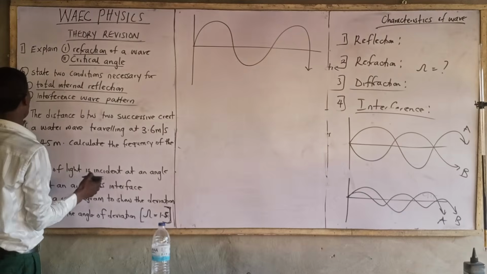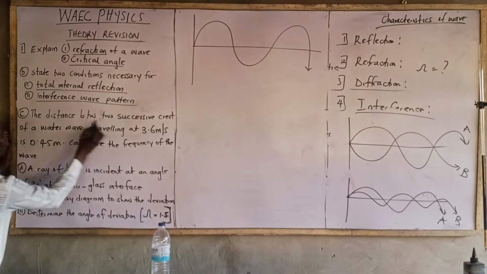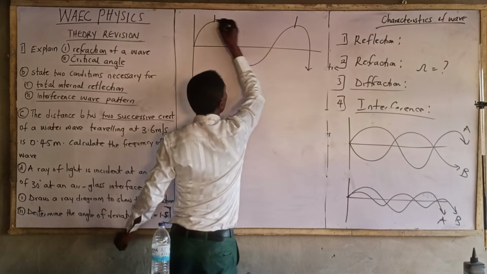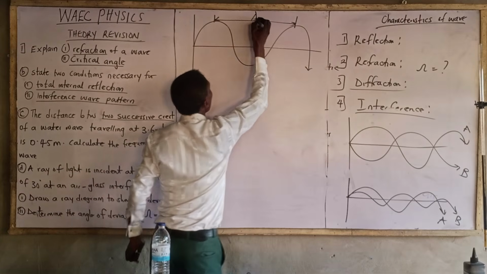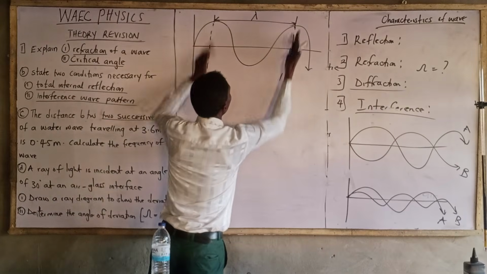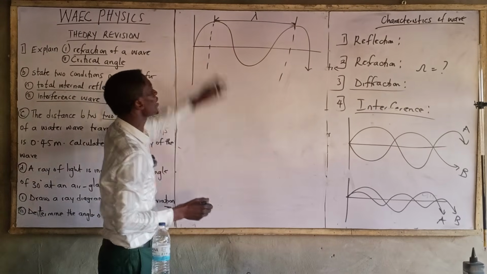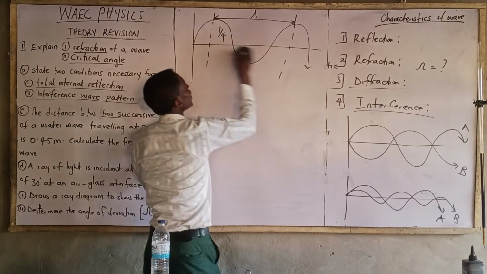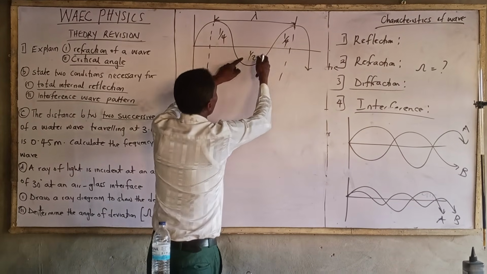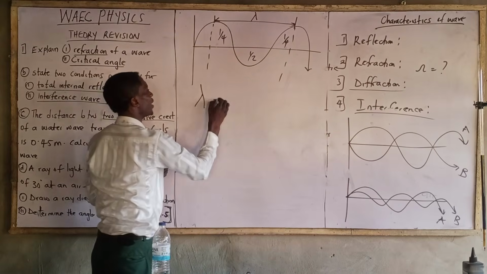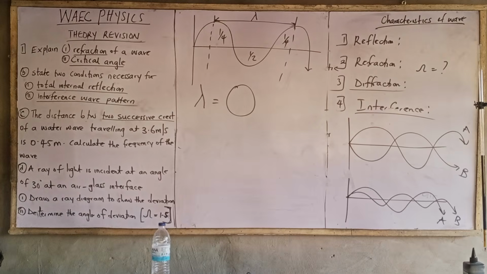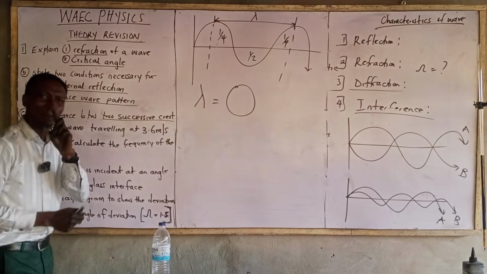Here we have the distance between two successive crests. This is a crest. This is another crest. The distance between successive crests is what we call lambda. And in between a lambda, we have a complete cycle. Notice this, a quarter cycle, and half of a cycle. So quarter plus quarter, or half plus half, makes one. So we can also say that wavelength is a cycle. It's an oscillation. The length of a complete oscillation.